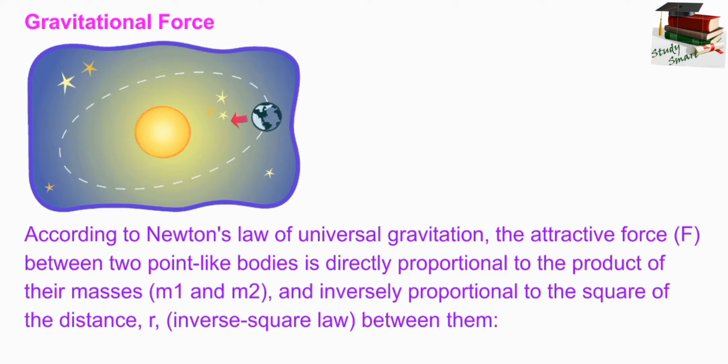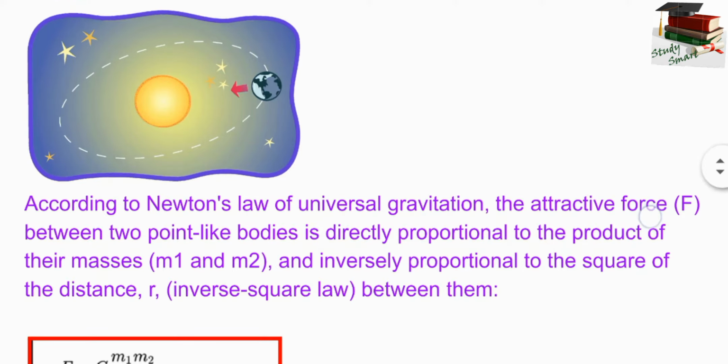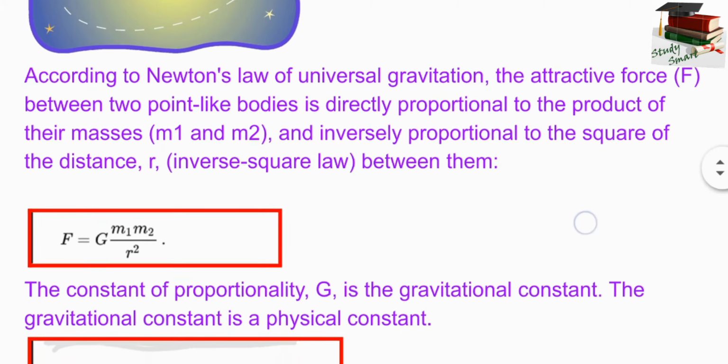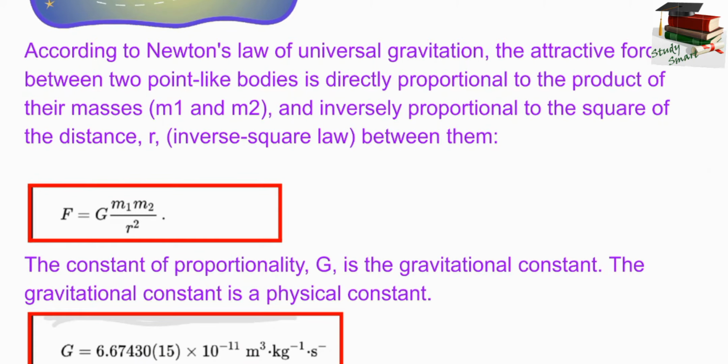According to Newton's law of universal gravitation, the attractive force between two point-like bodies is directly proportional to the product of their mass and inversely proportional to the square of the distance between them. Then F is equal to G into m1 m2 divided by r square. The constant of proportionality G is the gravitational constant.